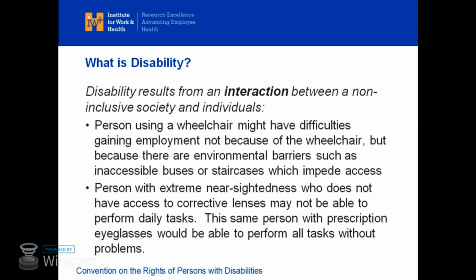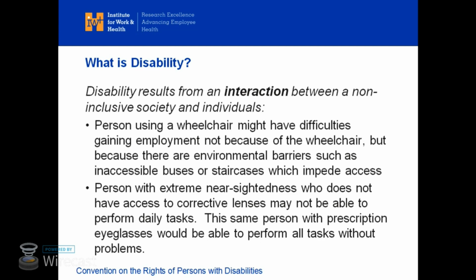And what the convention defines as disability is very broad. It's not just a physical impairment, it's not just a mental impairment. It's an interaction between a society and the individual. I copied here some things that are related to work, because I knew I was going to talk to an audience today that is interested in work and health.